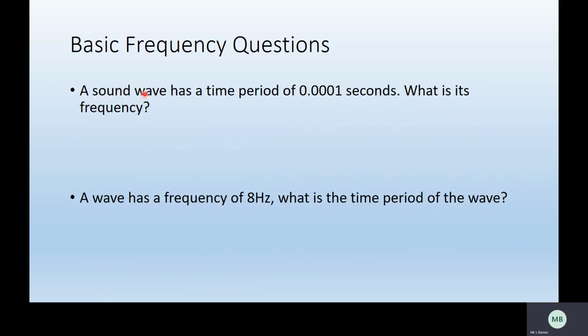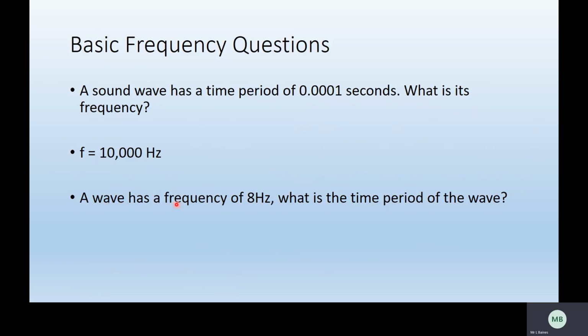Okay, so we're now working on a sound wave with a time period of 0.0001 seconds. What's its frequency? Well, I'm going to use my formula that we've just learned. Frequency is 1 divided by the time period. So 1 divided by 0.0001, which is going to give me an answer of 10,000 hertz. Some of these hertz are going to be exceptionally large numbers. Don't be put off by that. Some of them are going to be millions, if not more. Hopefully you got that one right. If you didn't get that one correct, come on to Teams and ask me.